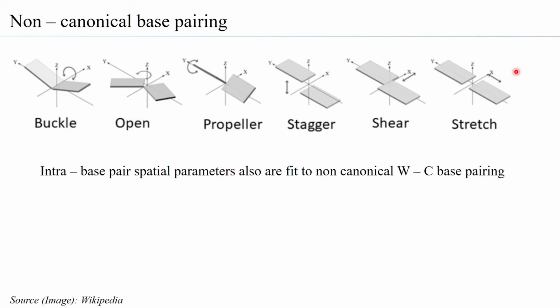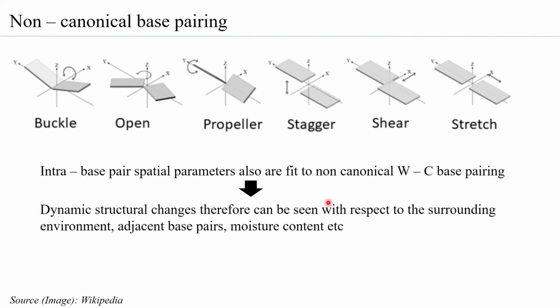These are certain things that you observe when you look at canonical Watson and Crick, but you can also see that in non-canonical Watson and Crick base pairing. Therefore it is understood that even with non-canonical Watson and Crick base pairing, they would contribute to a dynamic structural change that can be seen with respect to what its surrounding is, and also what its adjacent base pair is, or it would vary. The intra-base pair spatial parameter may change with respect to the moisture content. So all these can happen also with non-canonical Watson and Crick base pairing.